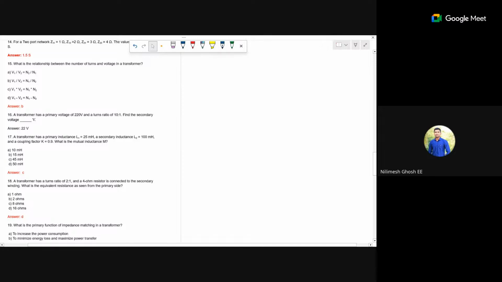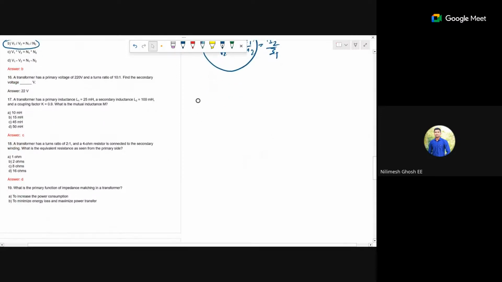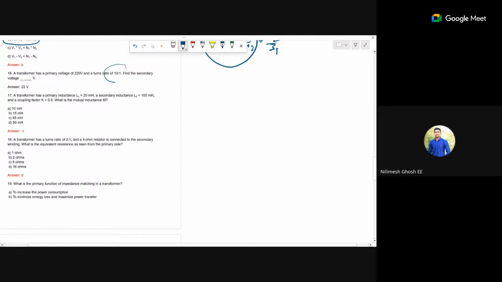For the transformer, what is the relation? V1 by V2 equals N1 by N2 equals I2 by I1, right? So this is our right answer. Obviously it's 10 is to 1. If the input voltage is 220, the output voltage will be how much? 22, it will be divided by 10, right? Because just now I told you V1 by V2 equals N1 by N2. So this is 220, and this is, let's say, x. This is 10 by 1. So x equals 220 by 10, which is 22.